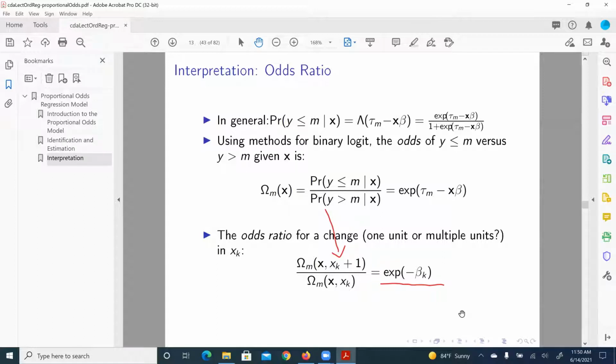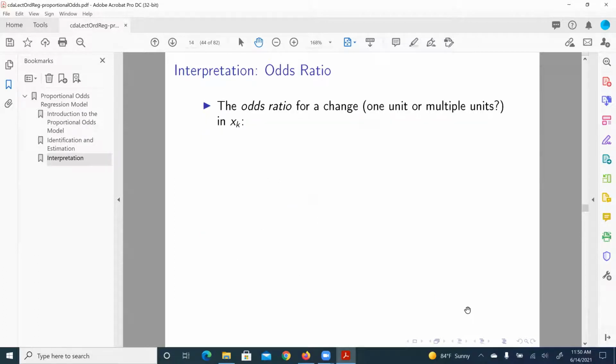If you remember how the odds ratio is calculated in binary regression models, here the interpretation is a little bit awkward because we have to use the natural exponential of this negative beta k. So this is not very convenient for a lot of users. So people think, well, how am I going to change that negative sign into a positive sign? Yes, we do have a way.